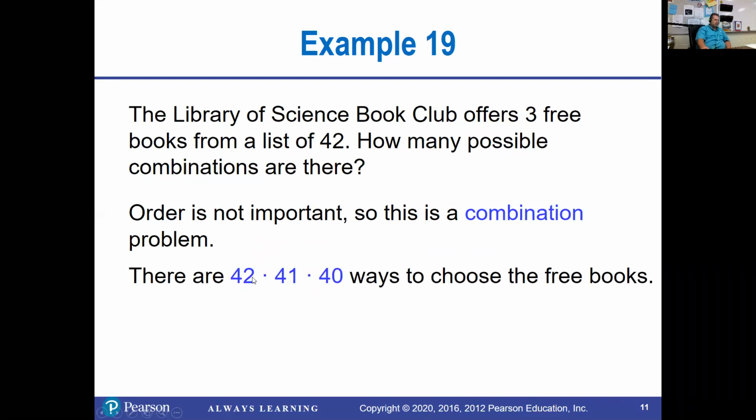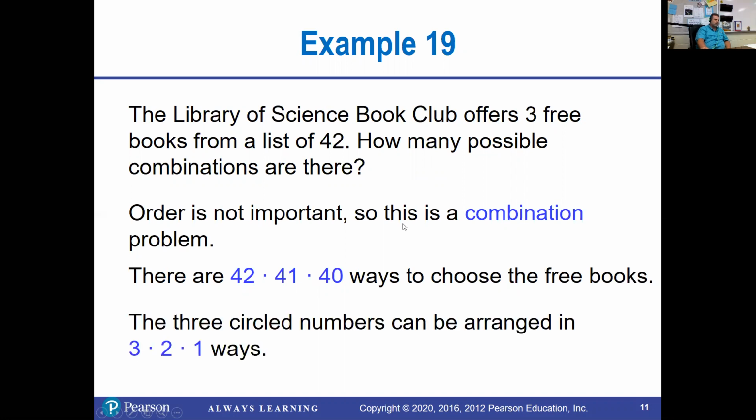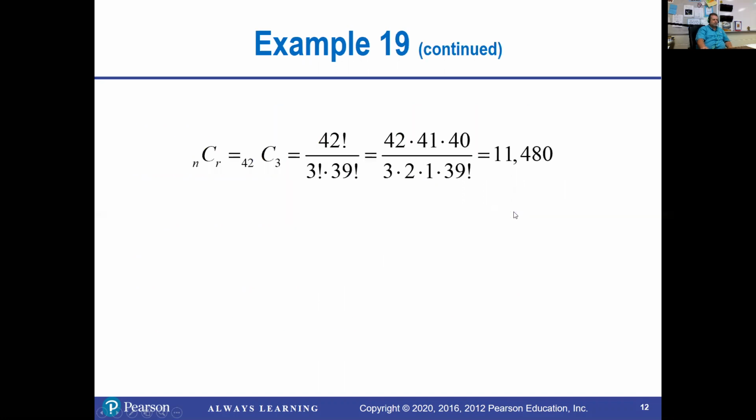There are 42 ways to get the first book, 41 ways to get the second book, and 40 ways to get the next book. There are 3 circled numbers that can be arranged. Okay? 3, 2, 1.